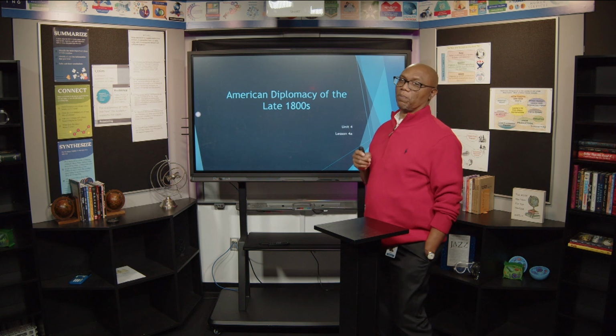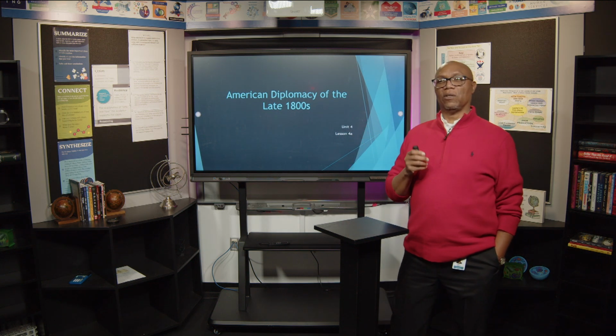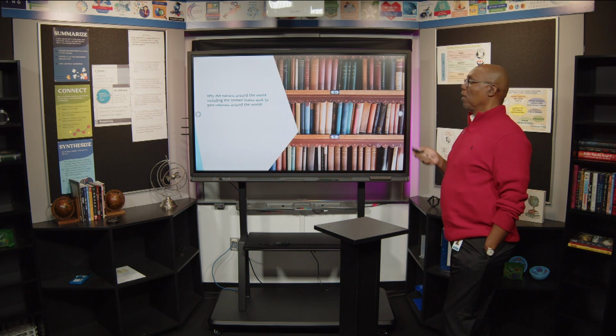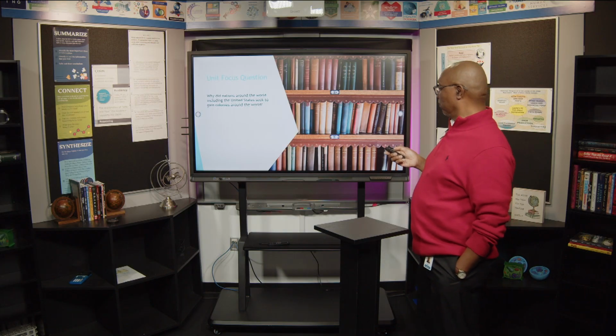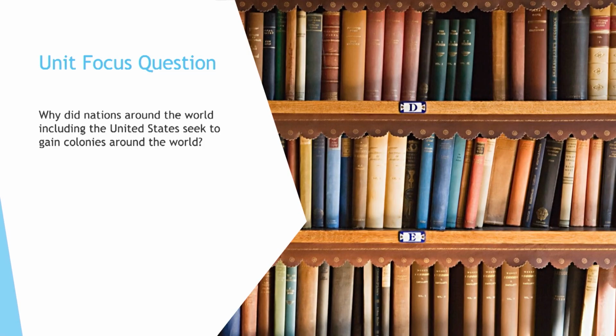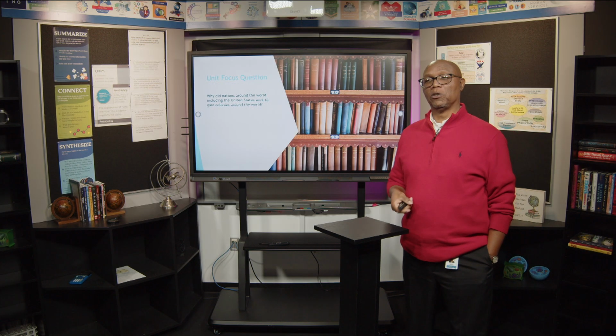Today we're going to talk about American diplomacy of the late 1800s, and the first thing that we're going to start with, as we always do, is our unit focus question. Our unit focus question says, why did nations around the world, including the United States, seek to gain colonies around the world? Well, there are any number of different reasons why, but the biggest reason is about money.